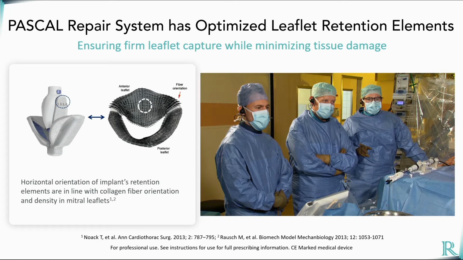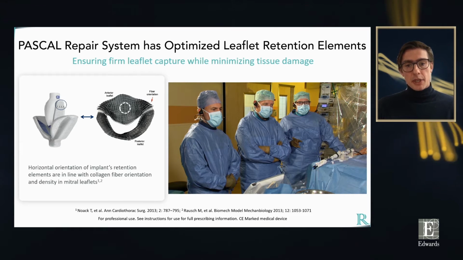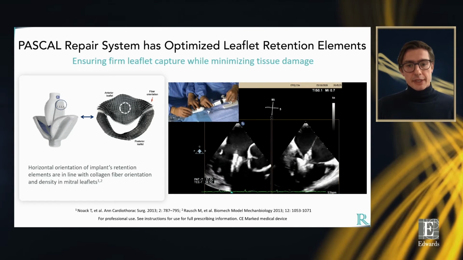The other aspect, and you've seen that in the previous talk, is that the retention elements are located in a horizontal fashion at the distal end of the device, which means that the device normally grasps the leaflet more towards the central part of the leaflet. And we know from his histology work that here the leaflet is more solid, and that means that you can have multiple grasping attempts without causing any damage to the leaflets.